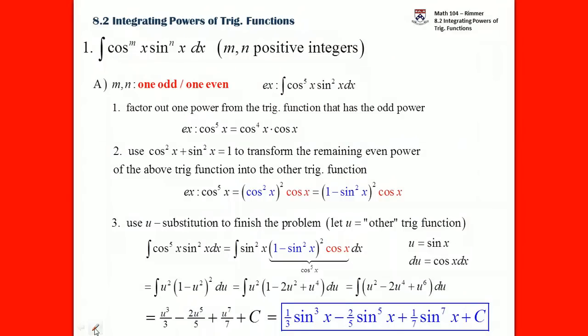So, attack the odd by factoring 1 out. You'll be left with an even. You gotta get rid of that even, trade it in for the other one using sine squared plus cosine squared is 1. And then take your other one that you didn't touch, plus these that you traded in, do a u sub on that, and you're guaranteed to have a polynomial in u. And the reason why you peeled this 1 off is so it can be part of du.